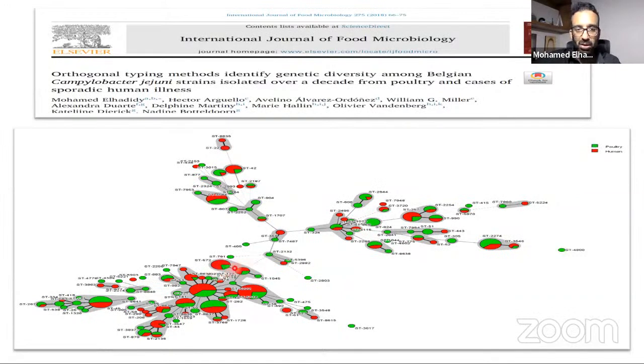As you see, you have two kinds of circles. The red one is human isolates, and the green one is poultry isolates. If you have a circle like this, with a clone in both poultry and human, this means that this clone might be a high risk of infection to humans. So you compare the minimum spanning trees from the animal reservoir, and you get a nice clustering like this by the old gold standard, which is multi-locus sequence typing.